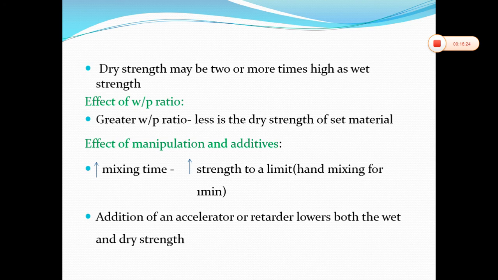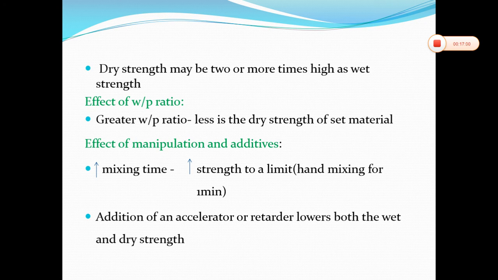Effect of water powder ratio. Greater the water powder ratio, meaning more water content, less is the dry strength of the set material. More the water content, the dry strength will be less. Effect of manipulation and additives. More the mixing time. If you mix for about a minute, more will be the strength, because the number of nuclei is more and the set will be faster. So mixing for about a minute increases the strength of the material.